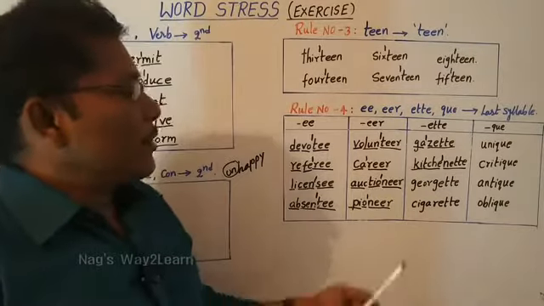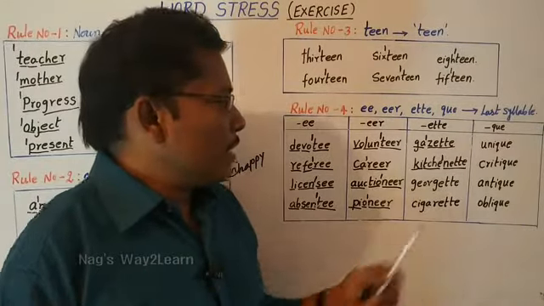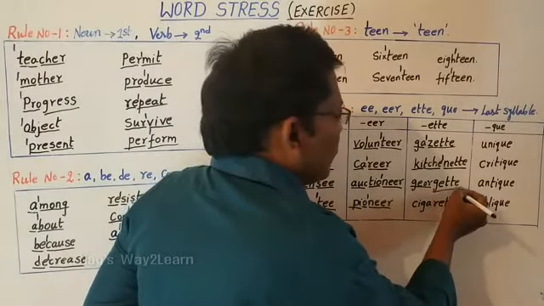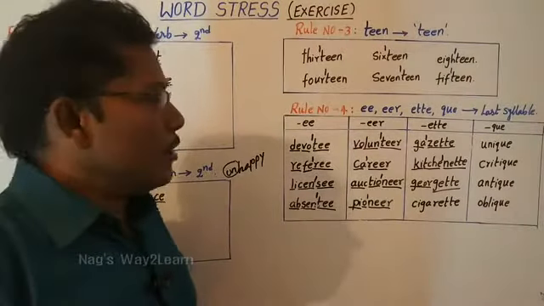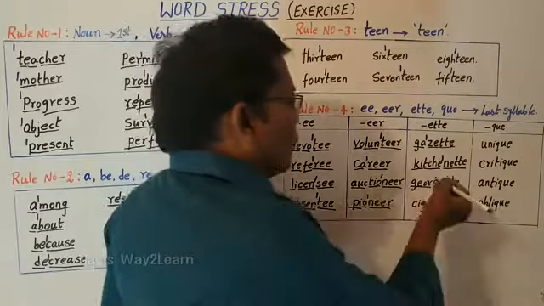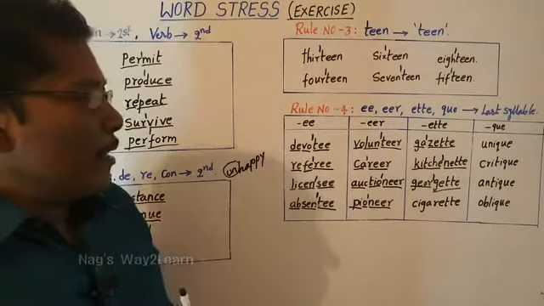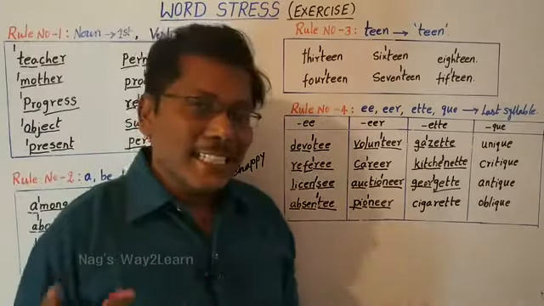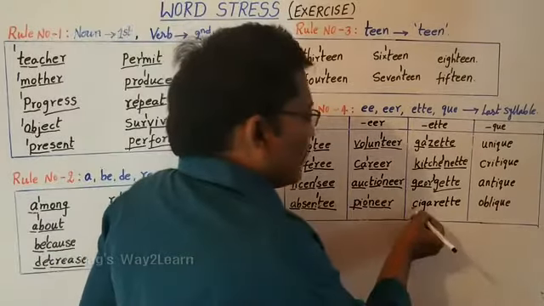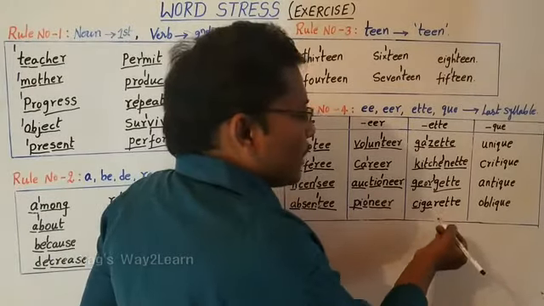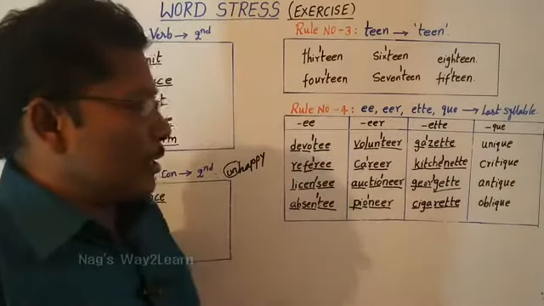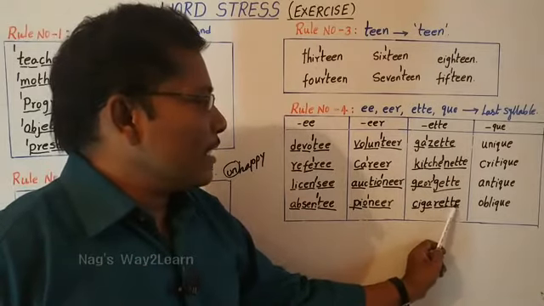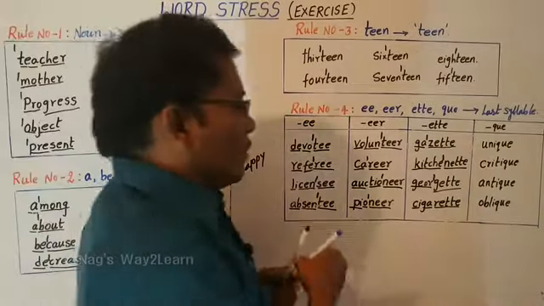Okay, next, Georgette. Gor, first syllable, jette, this is the second syllable, so you put the stress on jette, like this. And cigarette. Ci, first syllable, ga, second syllable, rette, this is the third and the last syllable. So in the ending you can find ette, so you put the stress mark on the last syllable, rette, like that.